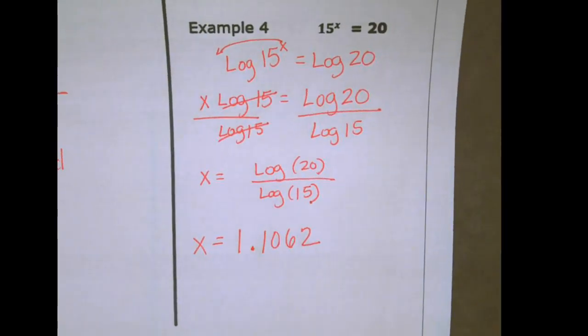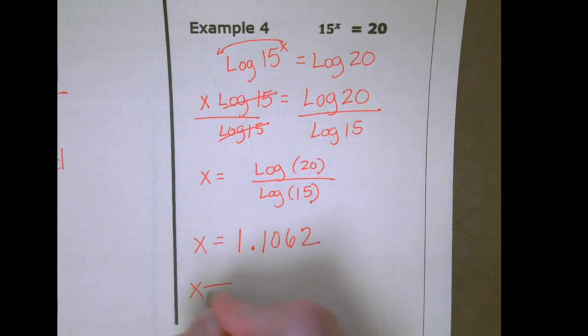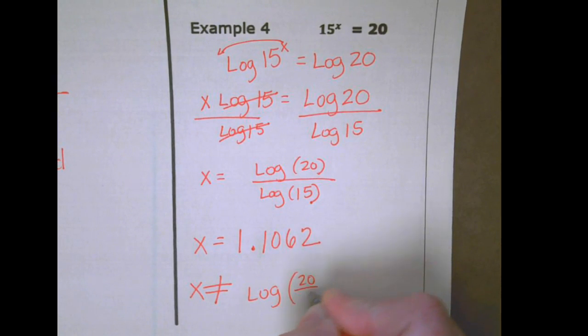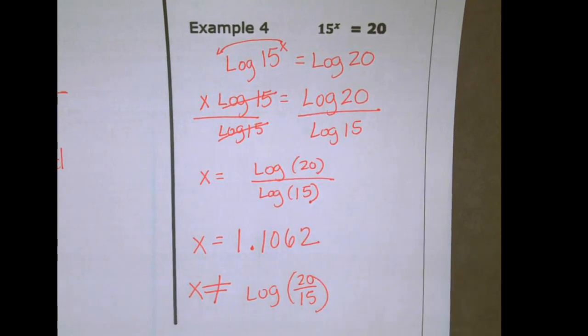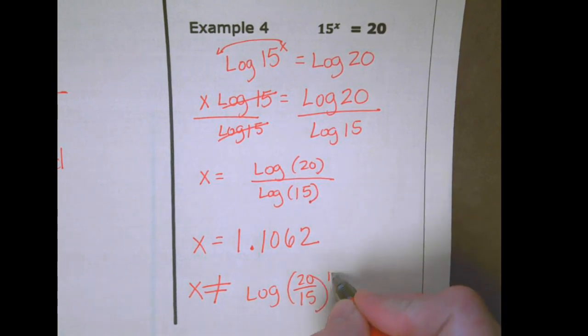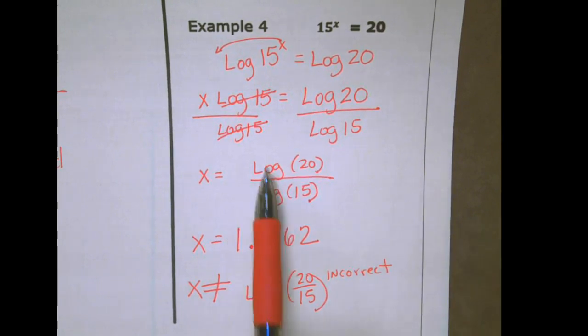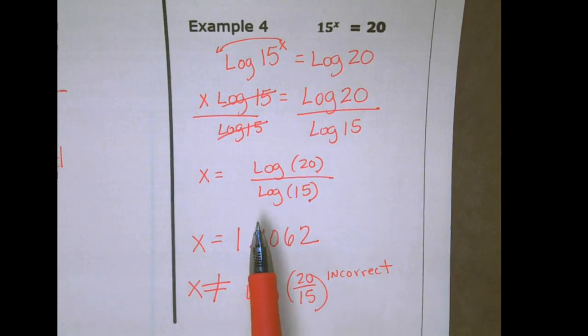By the way, this is not the same as log of 20 divided by 15. That is not the correct way to put it into the calculator. Some people try to shorten it by leaving out the logs. That's not what the formula says. So we will have to do the rest of our examples next time.